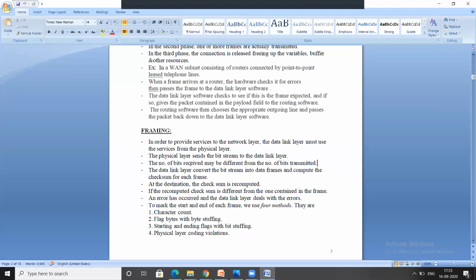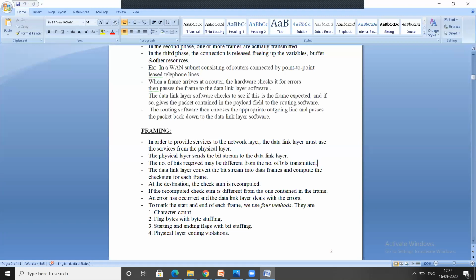All this process is happening at the destination. At the destination only is the checksum calculated. What happens at the sender side? At the sender side, the data link layer, before sending the frame, needs to calculate the checksum for each frame. For the same frame, the receiver side also calculates the checksum. The checksum is recomputed at the destination.